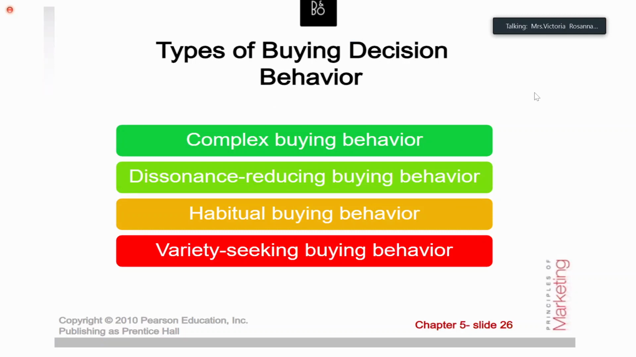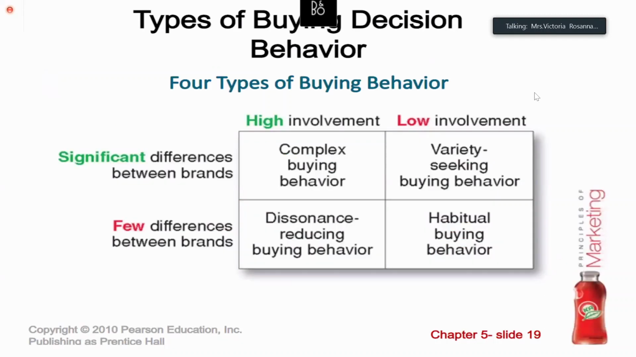With this, we move a little further to know about some types of buying decision behavior. What has been listed here are the 4 buying behaviors: complex buying behavior, dissonance reducing buying behavior, habitual buying behavior and variety seeking buying behavior. These are the 4 types of buying decision behavior we may have. We have arrived at these based on 2 things. One is whether differences are understood between the brands, that is, whether the differences are significant or not. The other is what sort of involvement we have in order to purchase these products.